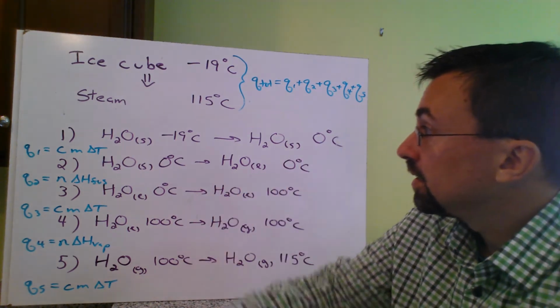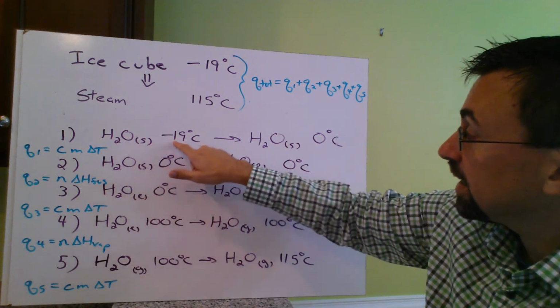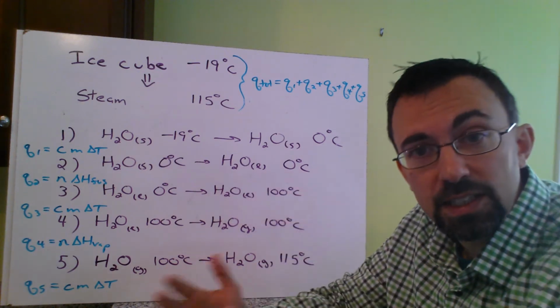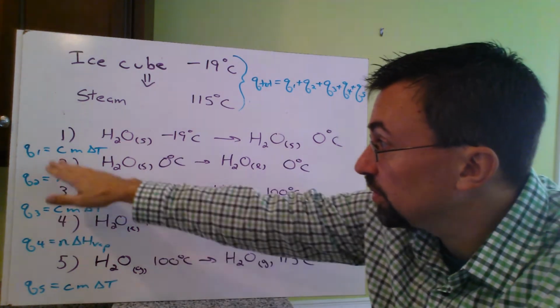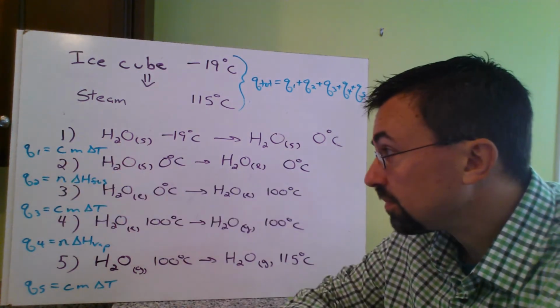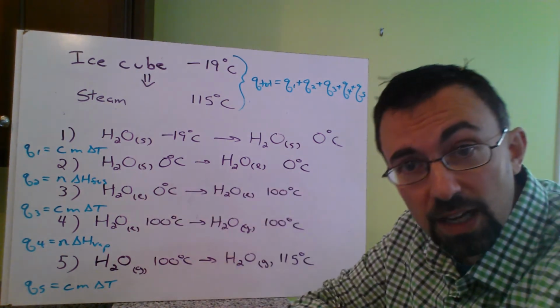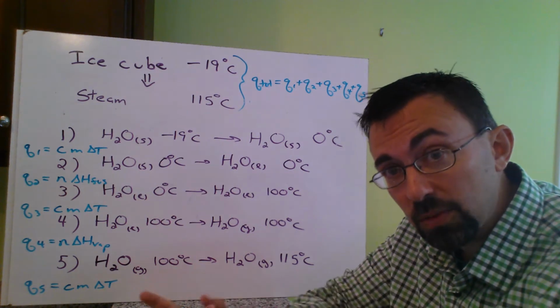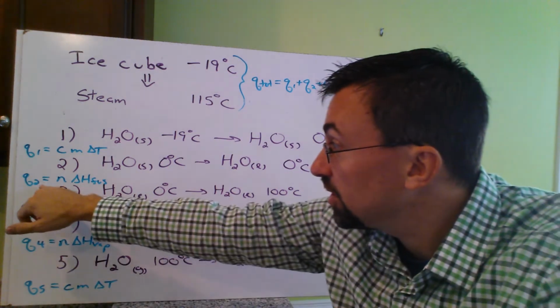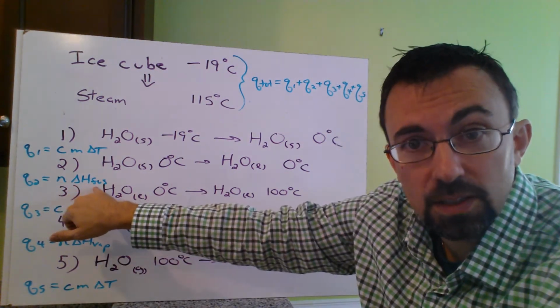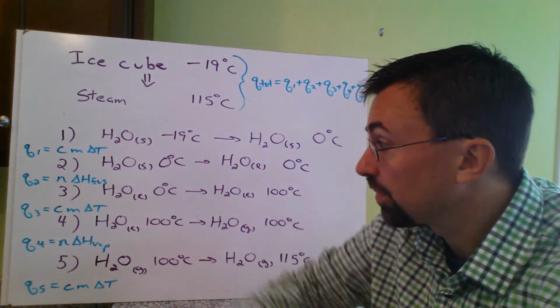So if we're looking at ice going from negative 19 to 0, that's just heating of a pure substance. So that's Q equals Cm delta T. If we're looking at this, 0 degrees to 0 degrees, obviously there's no delta T. This is a phase change, so it is going to be Q equals n delta H. In this case, I've made it more specific and said fusion.